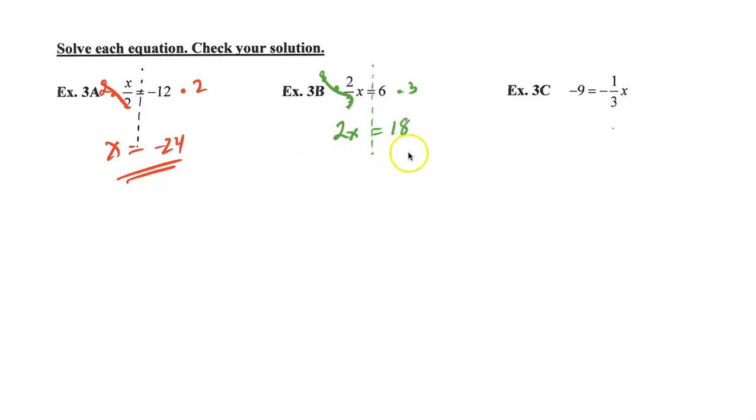So we're there now. Again, x is not by itself, so you have to keep on going. So let's divide by 2. Whatever I do to one side, I do to the other side, and you get x equals 9.